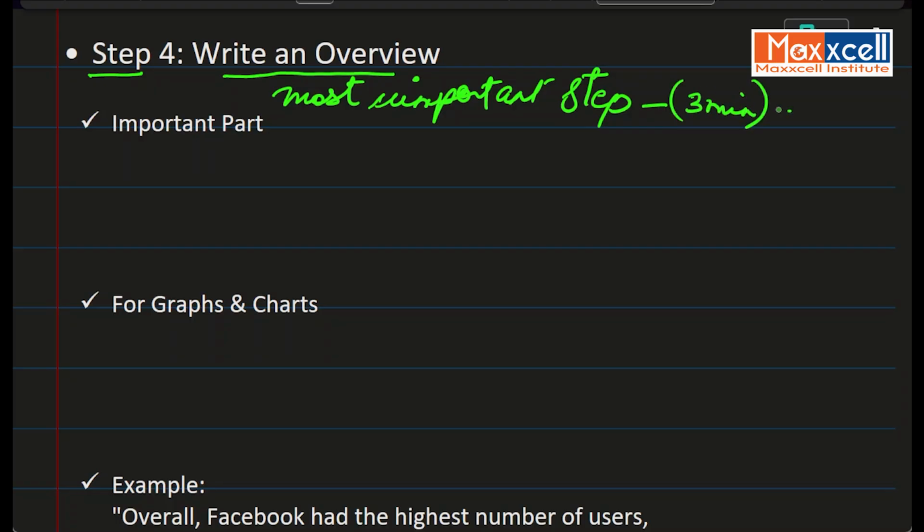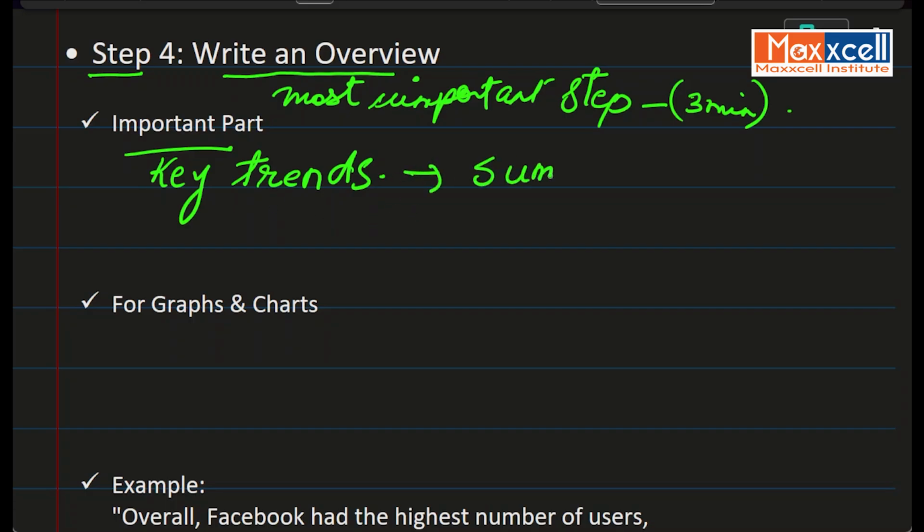Now the overview is the most important part. It summarizes the key trends without numbers. So what you need to highlight here are the key trends, and at the same time you need to give a summary of the same. This is something which you need to do when it comes to the overview.